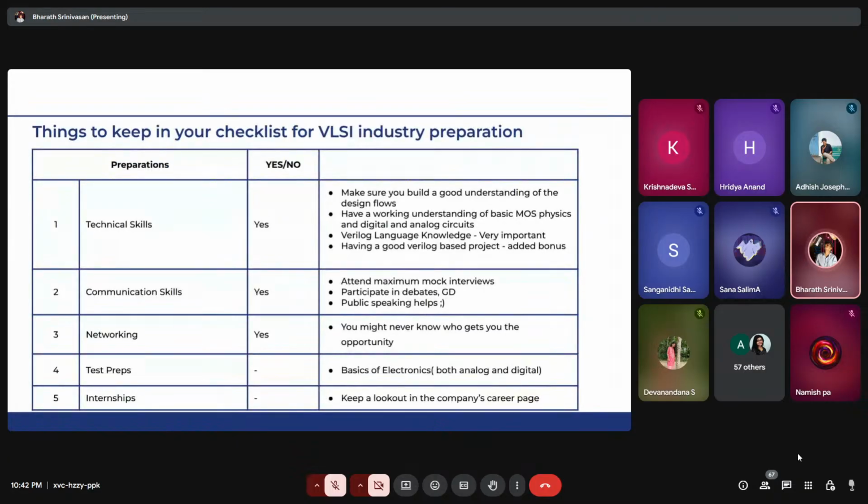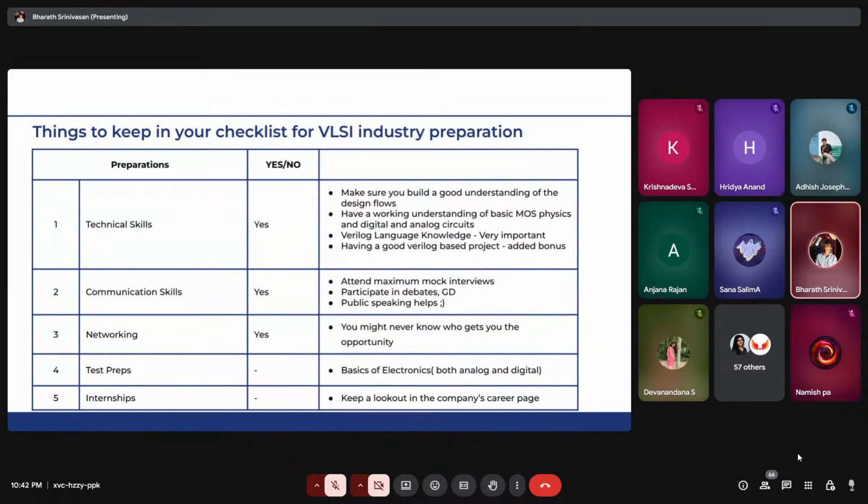Cool. So this is something that I took out of the industrial perspective webinar by the training cell. I had given this. So this is like a rough table that will give you what you need. Technical skills, of course, you need it, and a good understanding of design flows. A good understanding of MOS physics. It might come in analog and digital circuits, analog and digital placements as well. Verilog language knowledge is very important in digital, and having a good Verilog project is an added bonus. It gives you an edge, right?